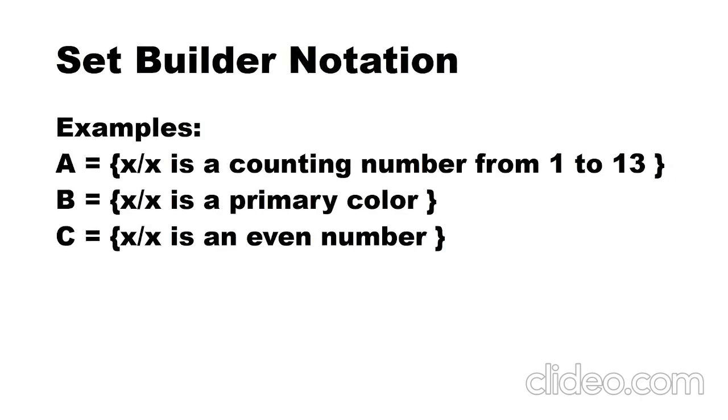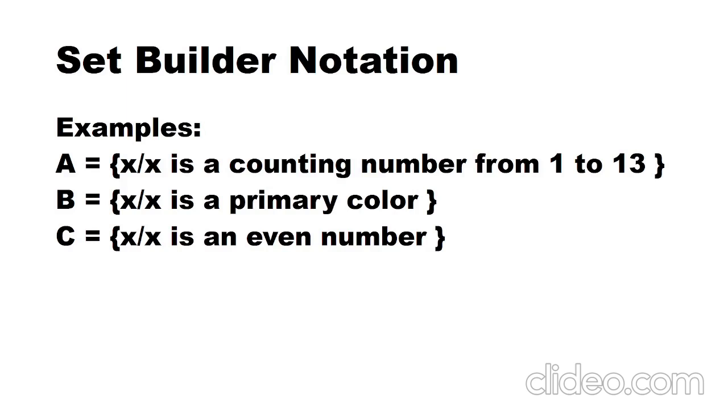Okay, let's go to the set builder notation. Here are some examples. When describing sets using the set builder notation, you have to follow this way. You have to write first the name of the set. In this case, you have set A, and then equals, and then you start with the left brace, or the open brace, and then you begin with X. X here stands for the universal set.